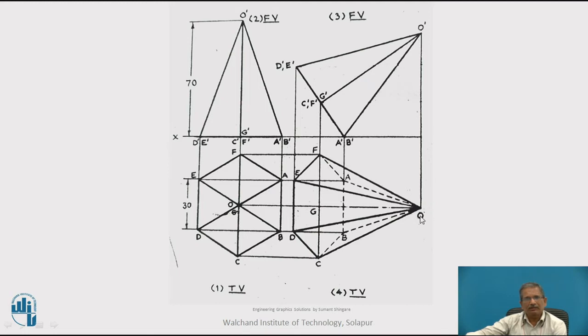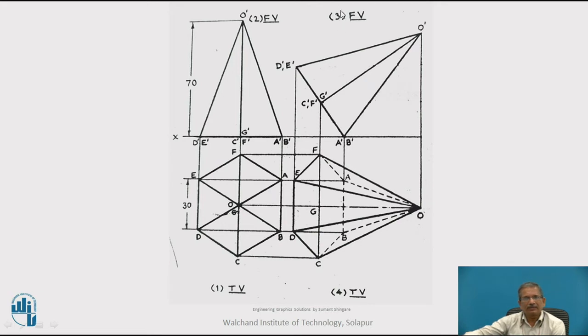So, project it vertically, project O horizontally, and you will get O. Then A, B, C, D, E, F and G, all these points we will project downwards. Now, while joining, you have to take care which of the points or lines will be dotted, as those are hidden lines.